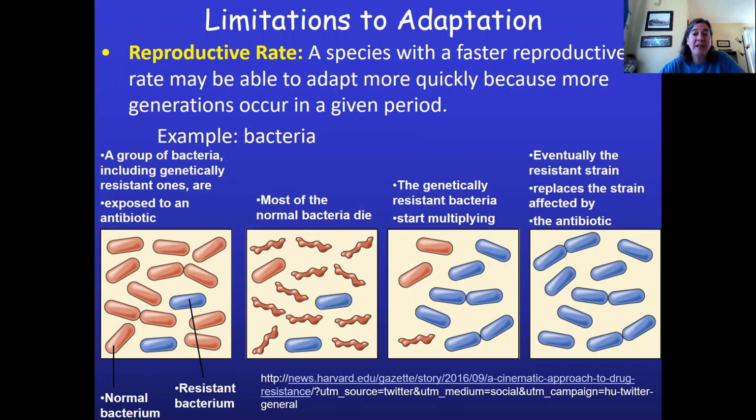If you're an animal that has a very low reproductive rate, you don't have many offspring, and it takes many years to have those offspring, you're not going to adapt as quickly as, say, bacteria that can adapt within a matter of days. We'll show you a video in class that shows the kind of scary bacteria adapting to antibiotics, leading to antibiotic resistant strains of bacteria. But because bacteria reproduce so quickly, they can evolve pretty quickly.